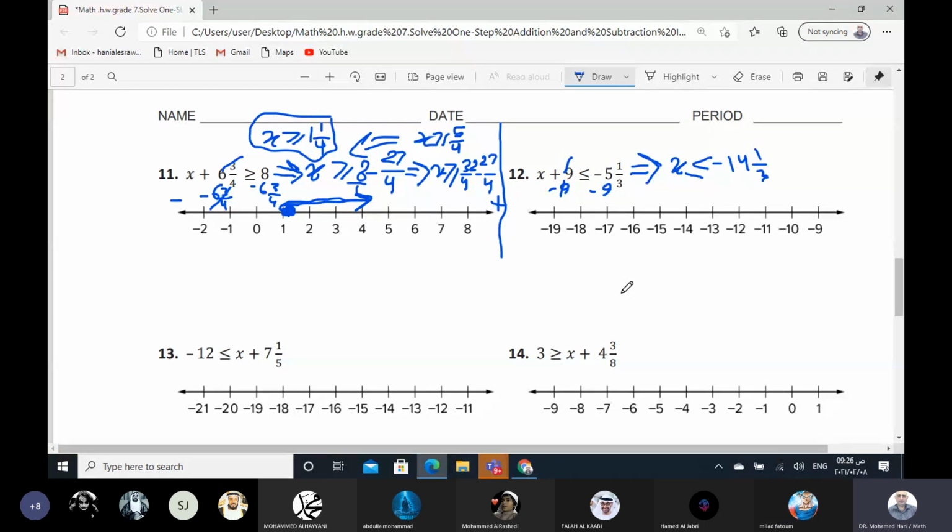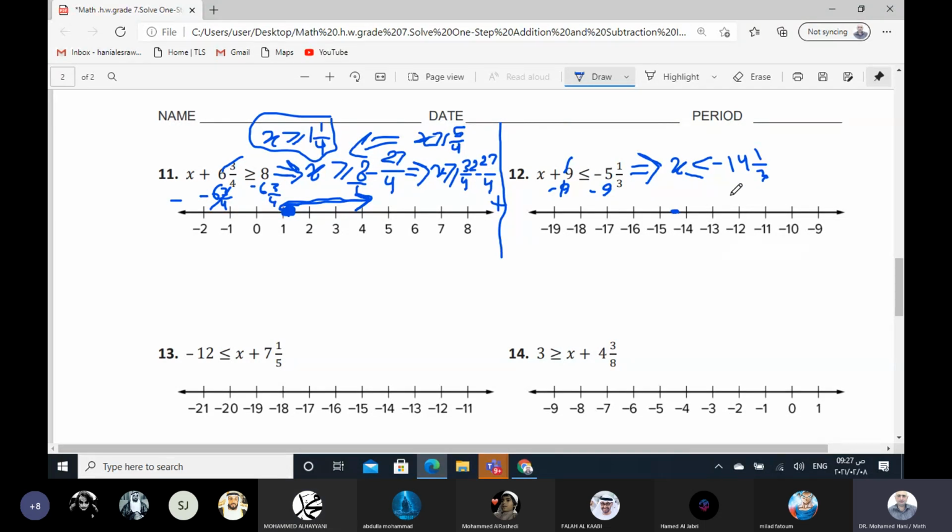Muhammad Ammar. First, what do we do? Represent minus 14 and 1 over 3. Here is minus 14. We go to minus 14. This is minus 14 and 1 over 3.